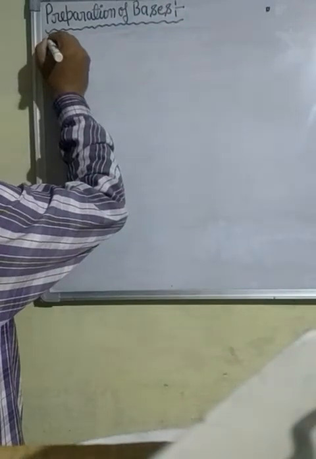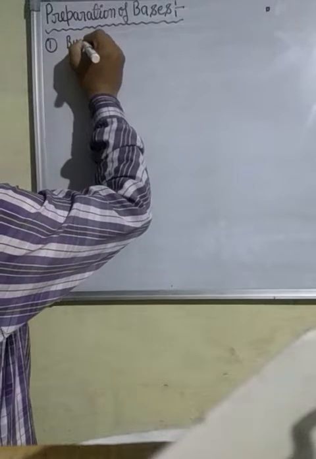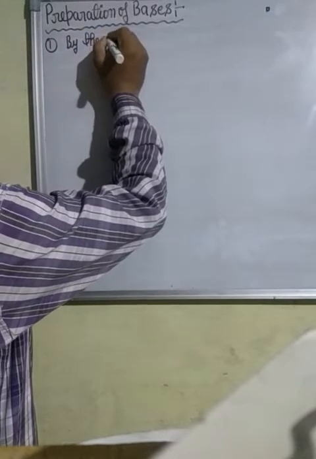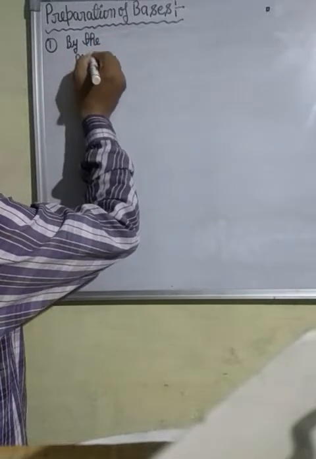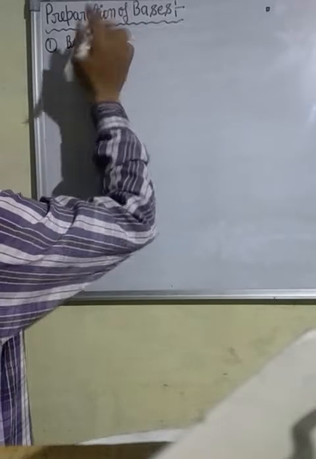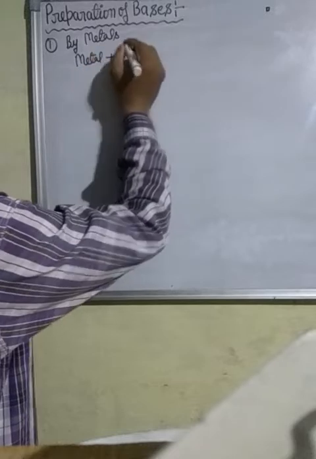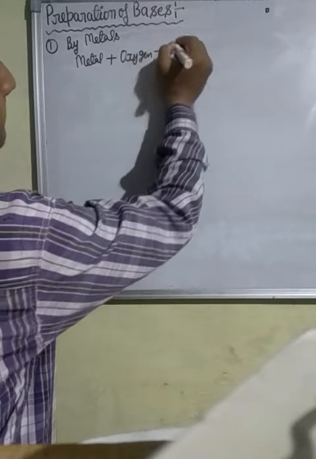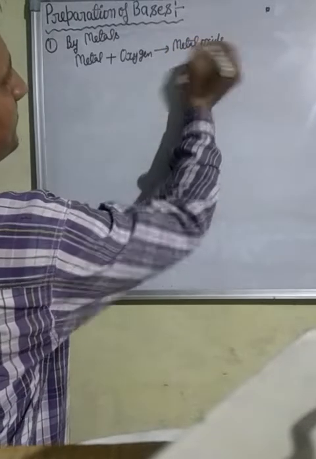First point, by the action of metal. First method is by metals. By metals, metal reacts with oxygen to form metal oxide, and metal oxide is called base.